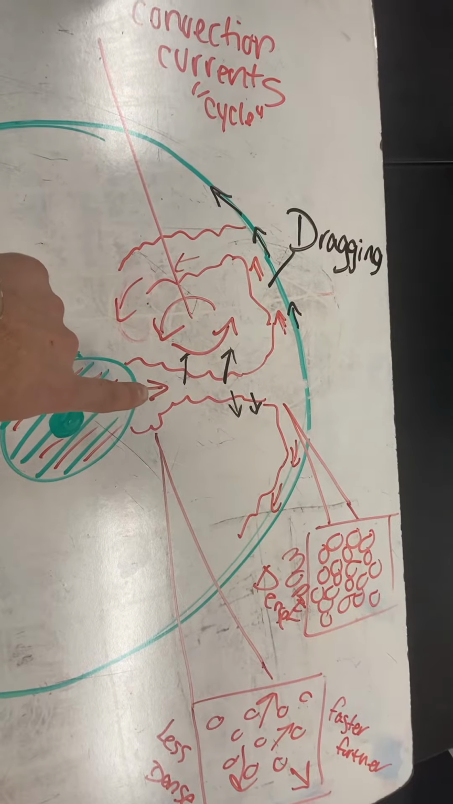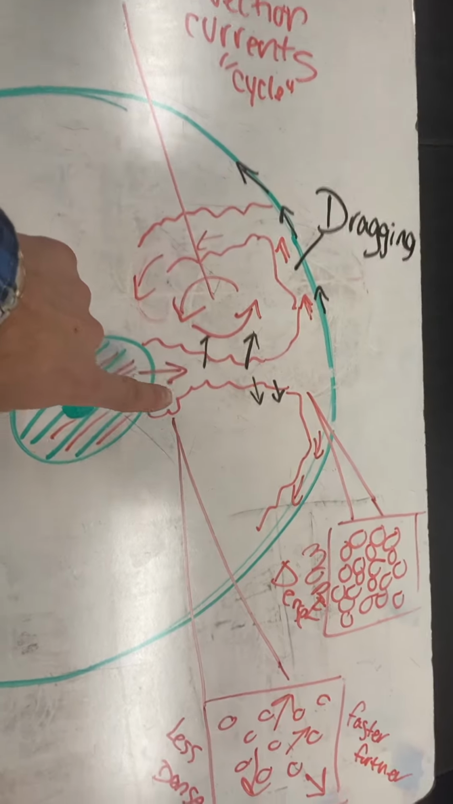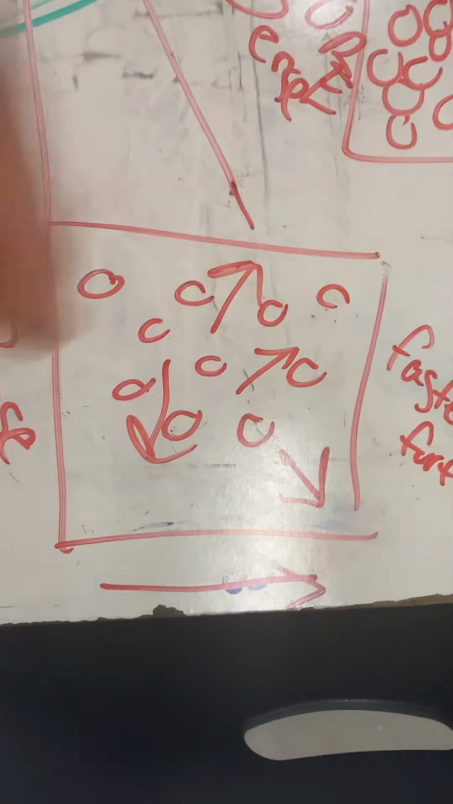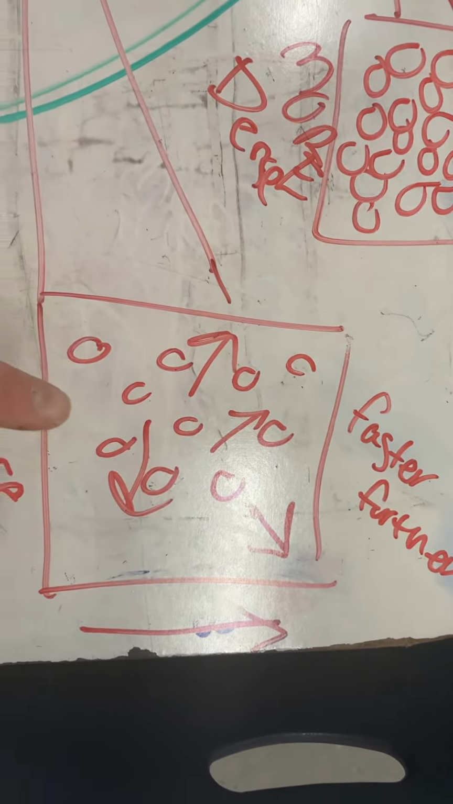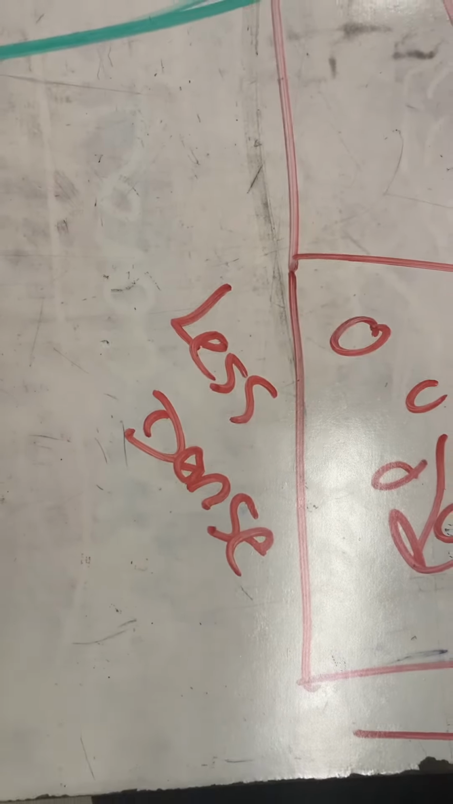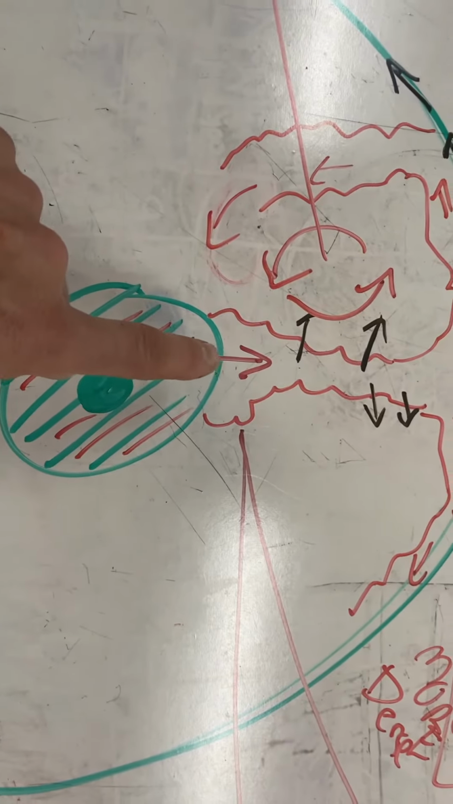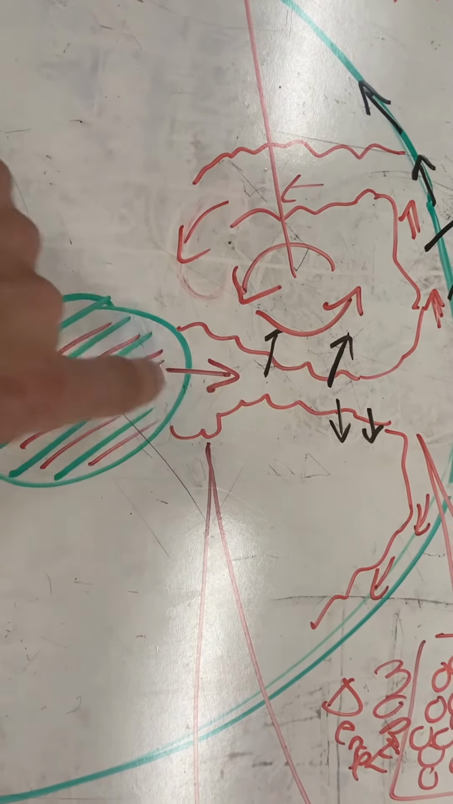And when this happens, the molecules are doing something. Snapshot. The molecules are moving further apart and moving faster. Because they're moving further apart and faster, they're becoming less dense. Rewind. Now, back to the mantle. If it's less dense than everything around it, it's going to rise.